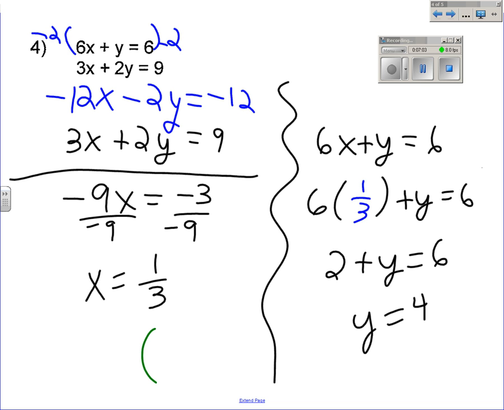So this solution is 1/3 comma 4. That's it.